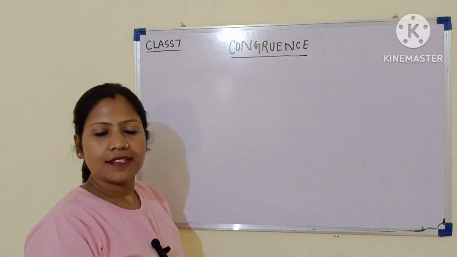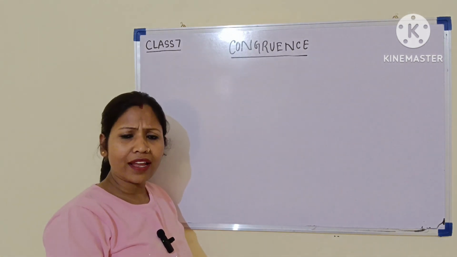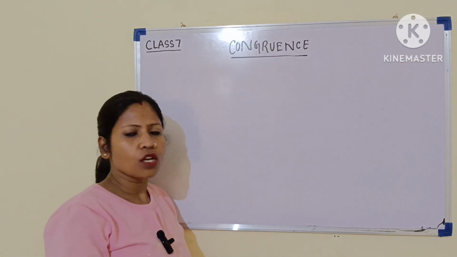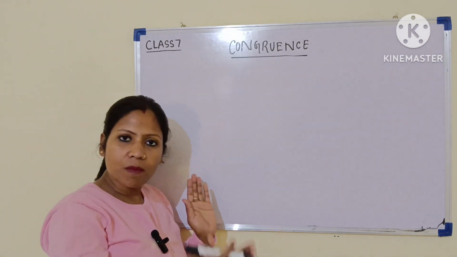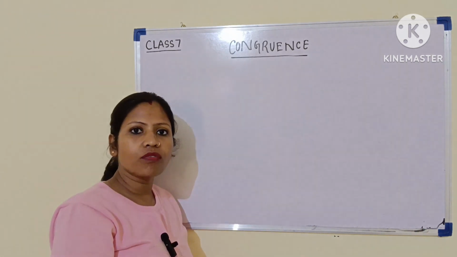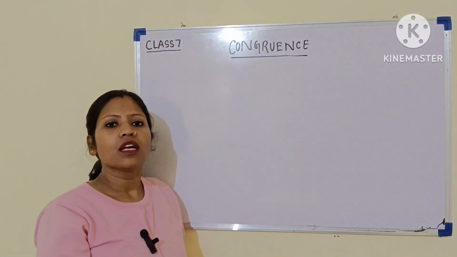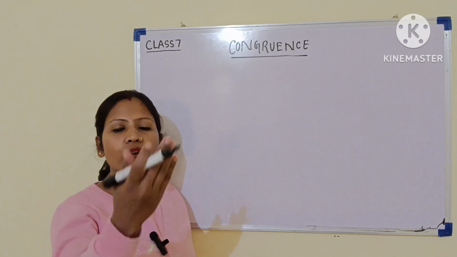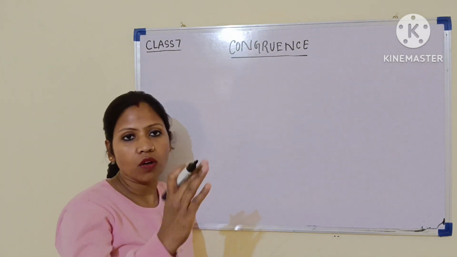Okay, so let's extend the congruency with triangles. A triangle is made up of sides and angles. We have read about the sides and angles, so now we will merge that concept for finding the congruence of triangles. We have to find whether two triangles are congruent or not, meaning whether two triangles are the same or not.